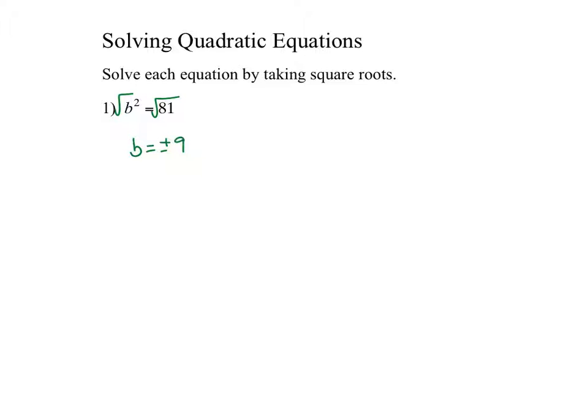Remember, when we're solving an equation, I'm just looking for a number that I can substitute for that b and get 81. So that means that positive 9 squared equals 81, but negative 9 squared is also positive 81. So my solution is plus or minus 9.